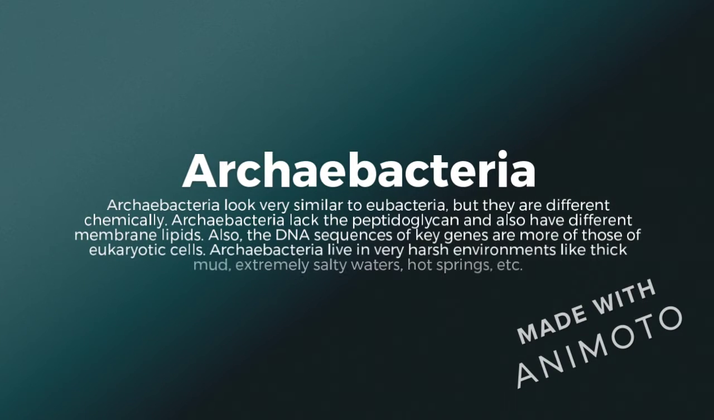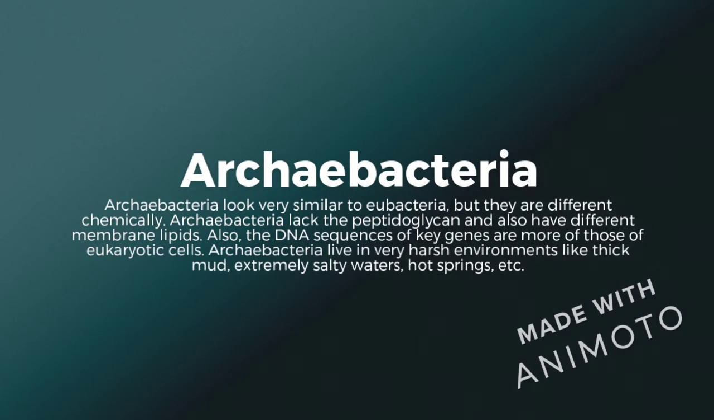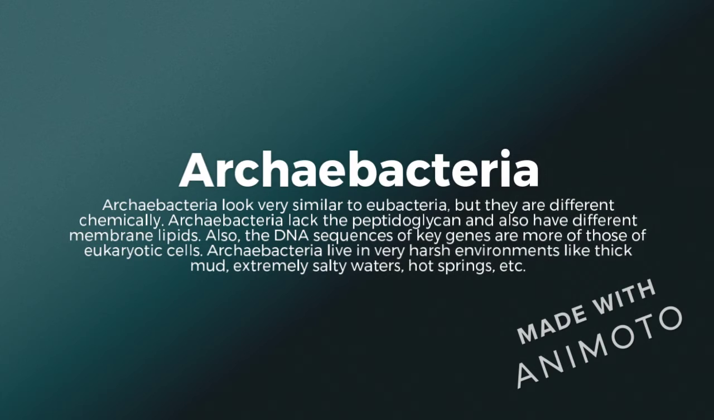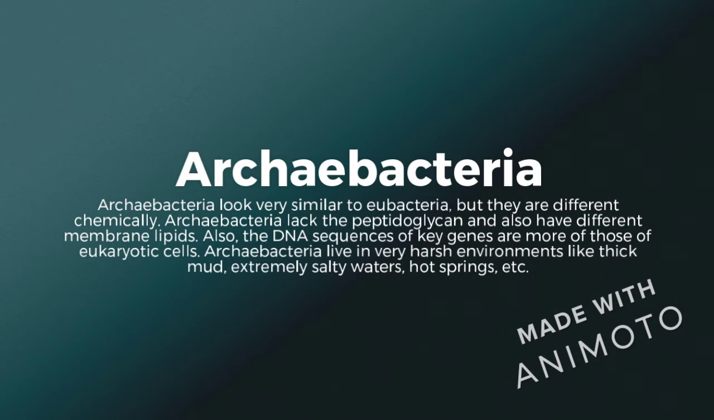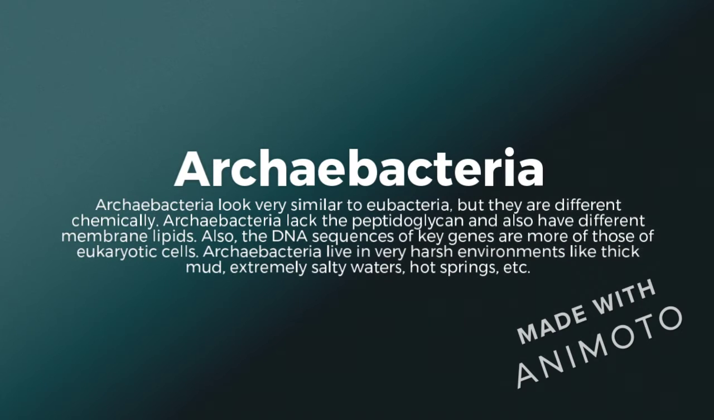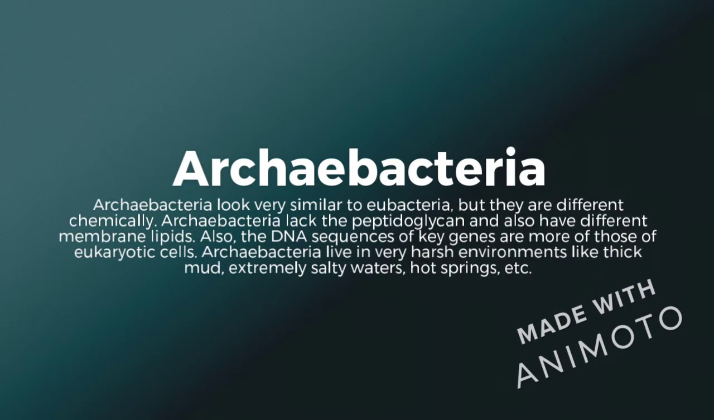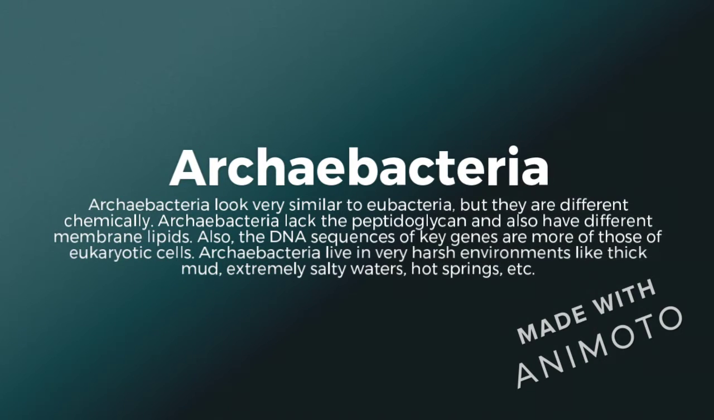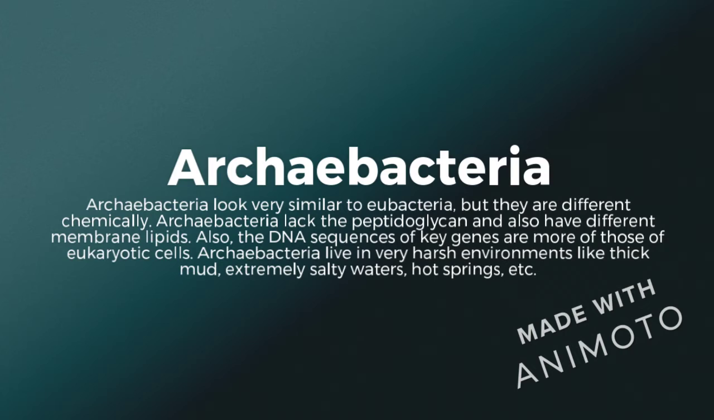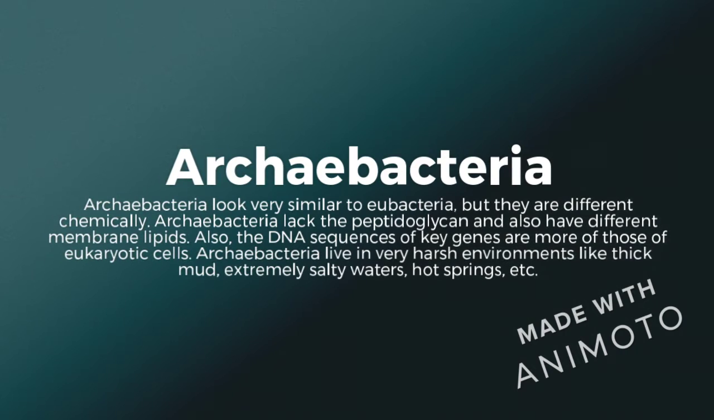Archaeobacteria. Archaeobacteria look very similar to eubacteria, but they are different chemically. Archaeobacteria lack the peptidoglycan and also have different membrane lipids. Also, DNA sequences of key genes are more like those of eukaryotic cells. Archaeobacteria live in very harsh environments like thick mud, extremely salty waters, hot springs, etc.